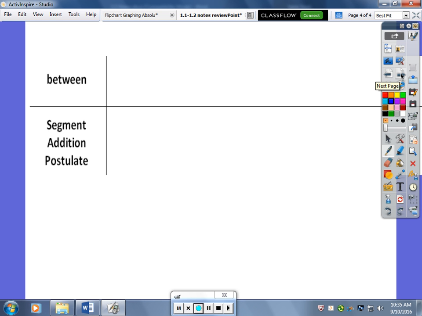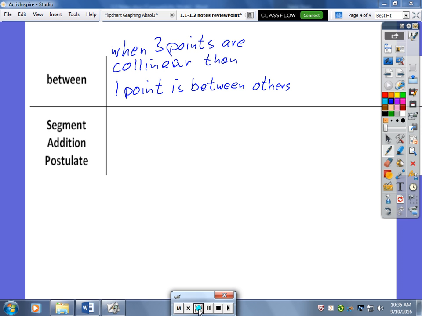Between. When 3 points are collinear, then 1 point is between the other two. Let's draw this line with points X, Y, and Z. And Y is between X and Z.